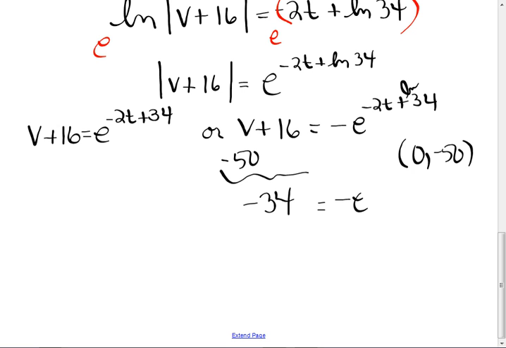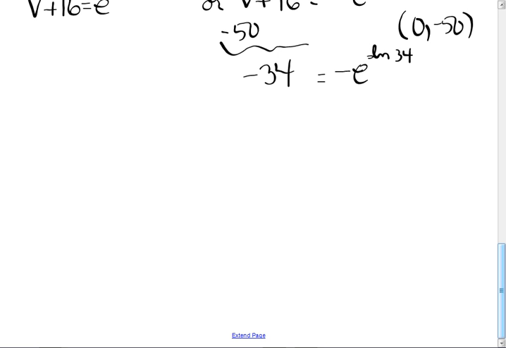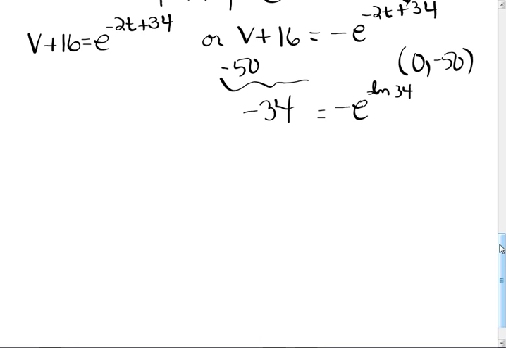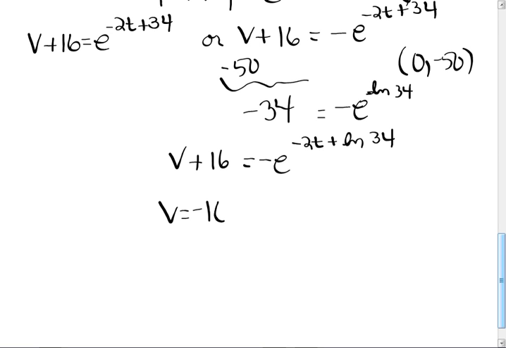That would cost me a point. It used to not be a copy error, it was not a point, but it is now. No, it's ln of 34, because you can't take the log of a -34. And are those equal now? Yes. That looks like a negative. I don't want that to look like a negative. Okay, so we want this one. V plus 16, I'm not done, equals -e to the -2t plus the log of 34. Solve for V, and V is equal to -16 minus this. There it is.